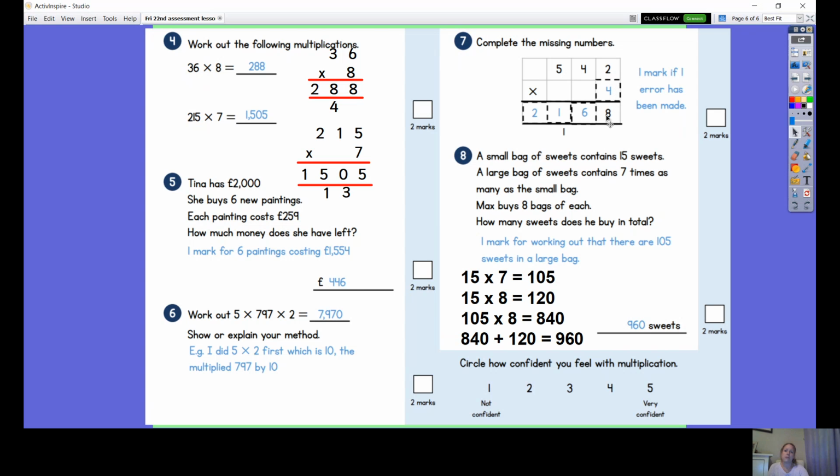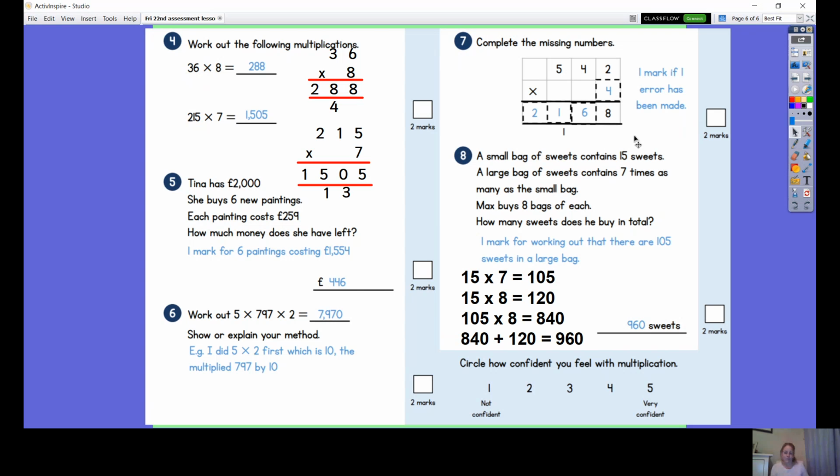And this one up here, we had to fill in the missing numbers. We had to say 2 times something was 8. So 2 times 4 is 8, so put 4 in there, and then 4 times 4 is 16. So put the one that was already under there, you put the 6 in there. And then 4 times 5 was 20, and then that one underneath made 21. So you should have got all of those numbers in the correct place, and you would get 2 marks if you got them all in the right place. If you made one mistake, then you would have got 1 mark.